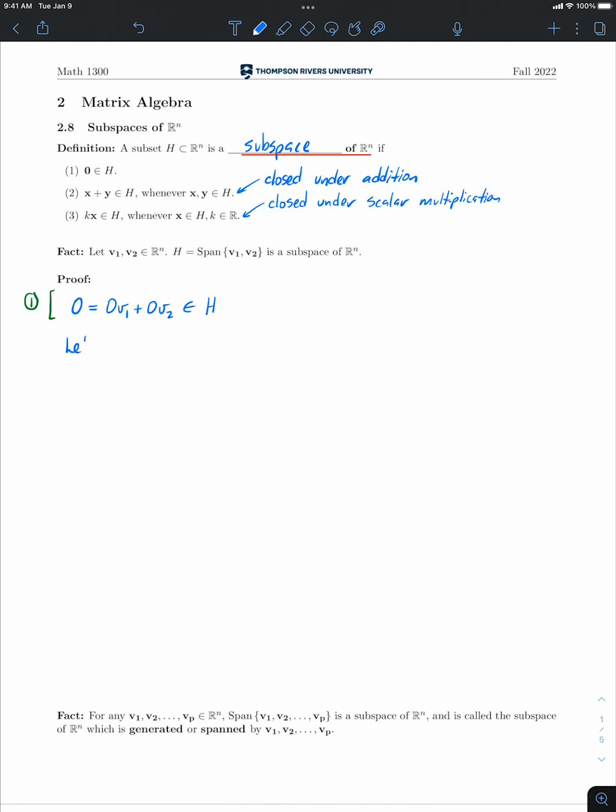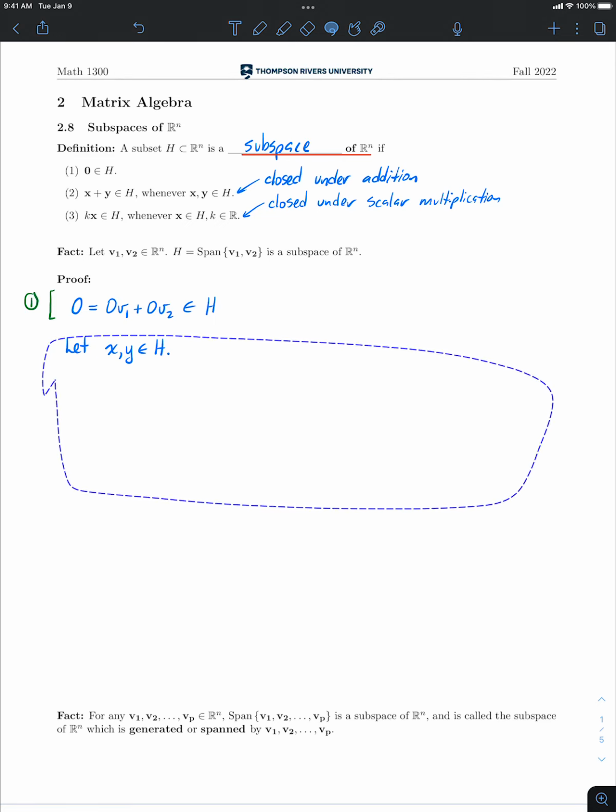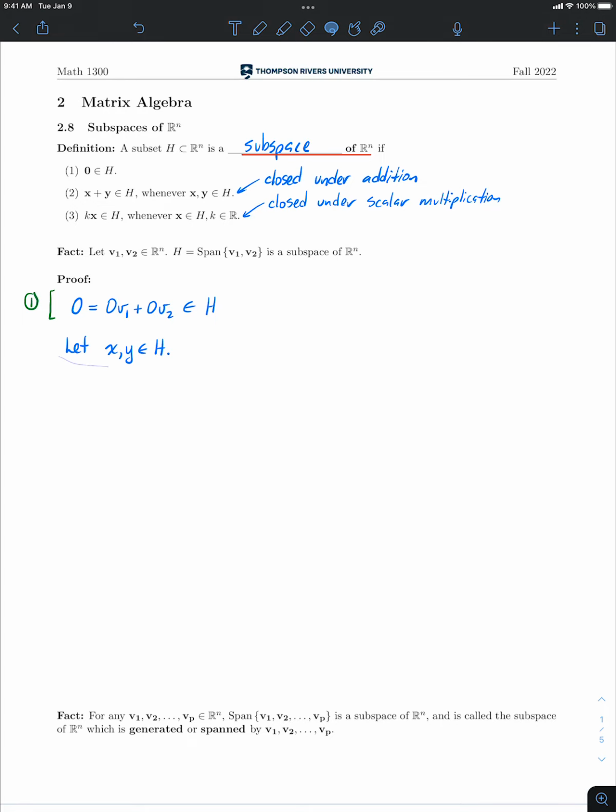So let's say, I could write the word assume here or suppose, it would be the same thing, let X and Y be in H. And really what I'm saying when I write something like that is that all the work I write down afterwards is going to be under the assumption that this is true. That fits in very nicely with what we're trying to show here, because we're just trying to show that this is true, but only when this is true.